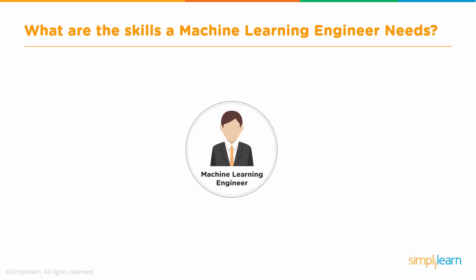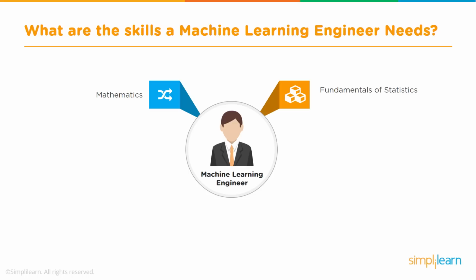Now what are the skills of a machine learning engineer? Mathematics. The concepts of mathematics help deal with uncertainty and making reliable predictions with the help of the tools that they provide. The fundamentals of statistics. Since most machine learning algorithms are built on statistical models, knowledge in this field is very important.